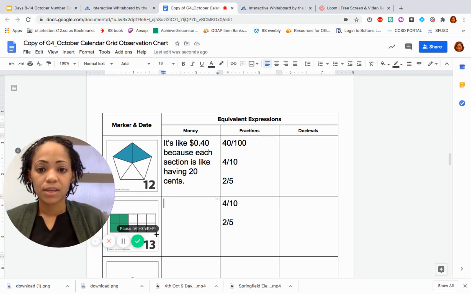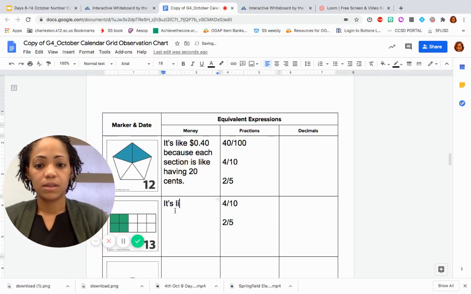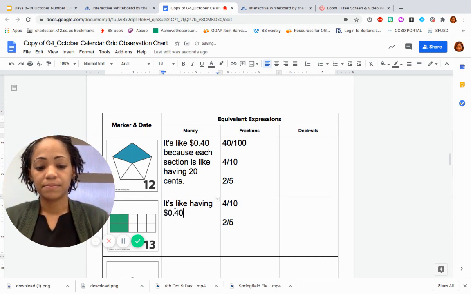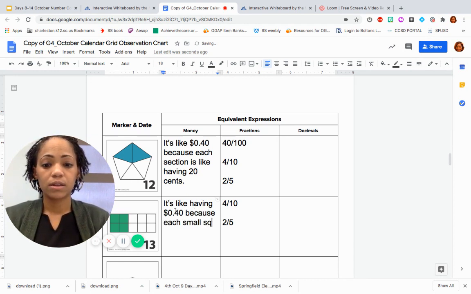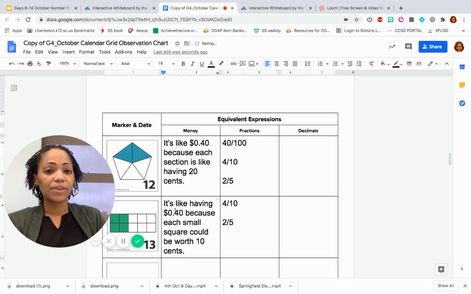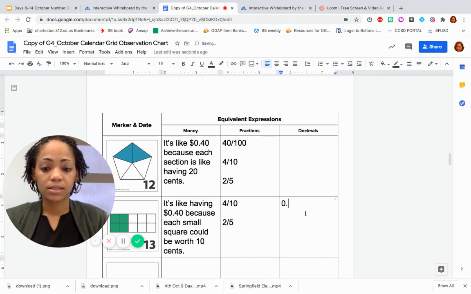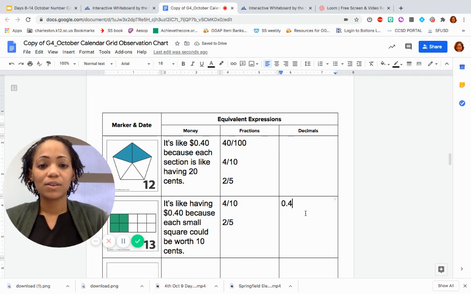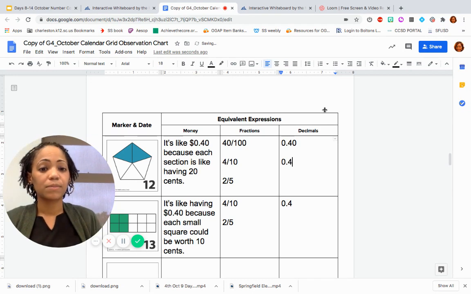It's like having 40 cents. Very good. So I'm going to write 40 cents, because each small square could be worth 10 cents. All right, well then how do I write that as a decimal? Good, 4/10, 0.4. You got it. Let's go up here because it looks like I didn't fill this in. So I'm going to add that 40 hundredths or 4/10, much like we did today.